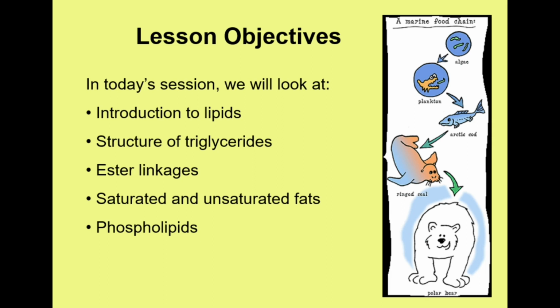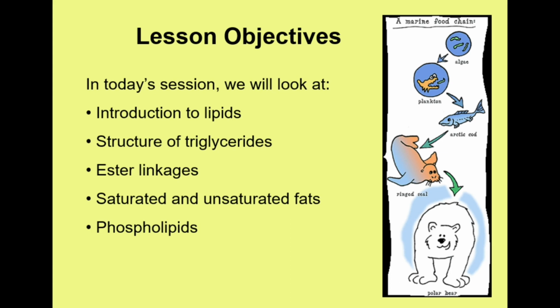And then I'm going to focus on a couple of types of lipids in particular. The first one that we're going to look at are called triglycerides. So we'll have a look at those. We typically refer to them as fats and oils, so these will be ones that you're familiar with. We're going to look at how triglycerides are made in nature through something called ester linkages. And what we'll see is that these ester linkages are created by dehydration synthesis, the same process that we saw in the last session with carbohydrates.